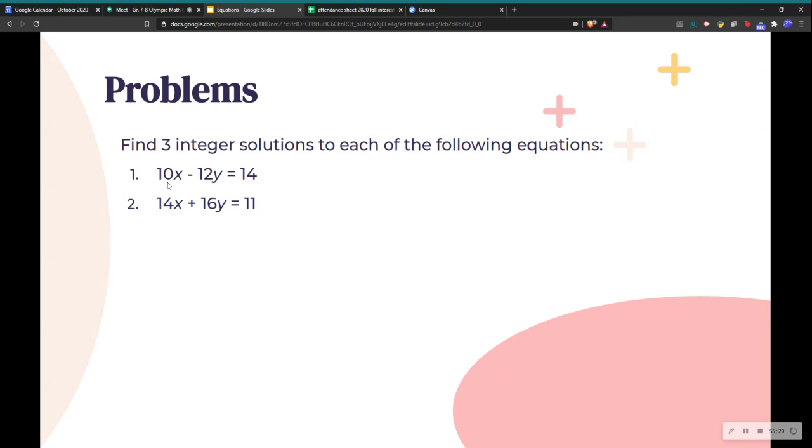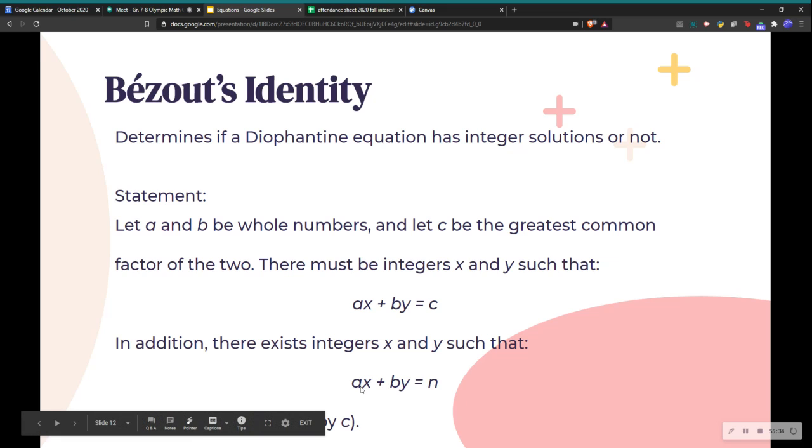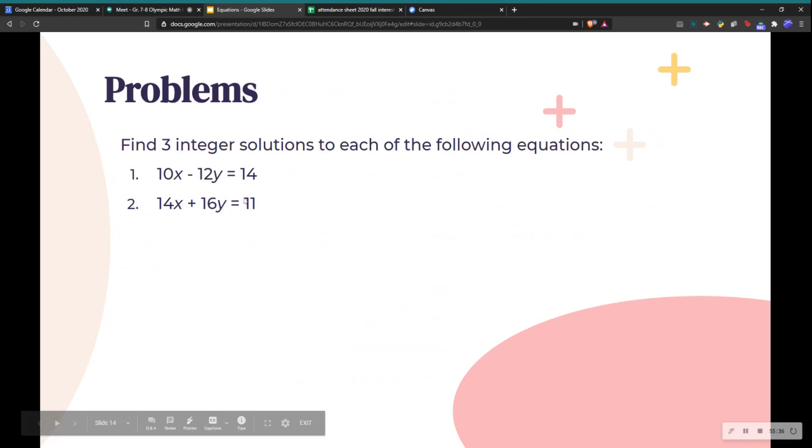Because, so, what's the greatest common factor of 14, 16? Someone tell me. 2. Perfect. Is 11 divisible by 2? No. 11 is not divisible by 2. So this means that there cannot be any solutions to this equation. So we'll just leave it like that. So there are no integer solutions to question 2.